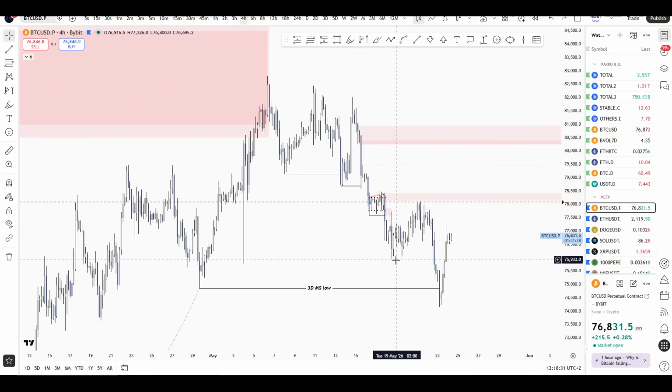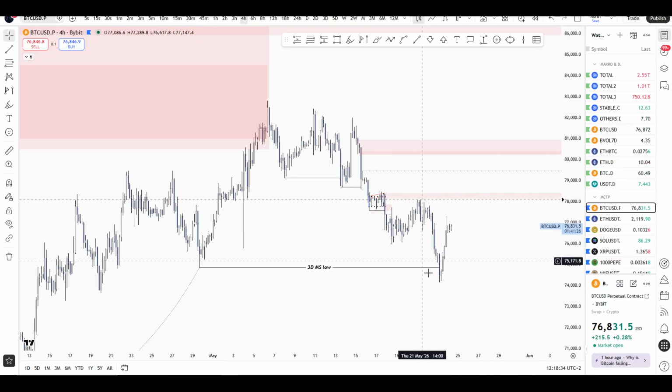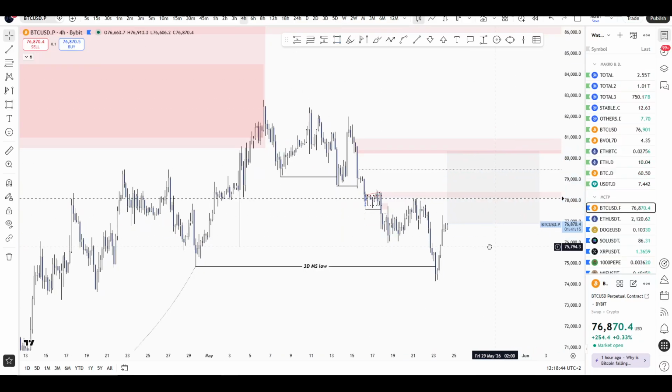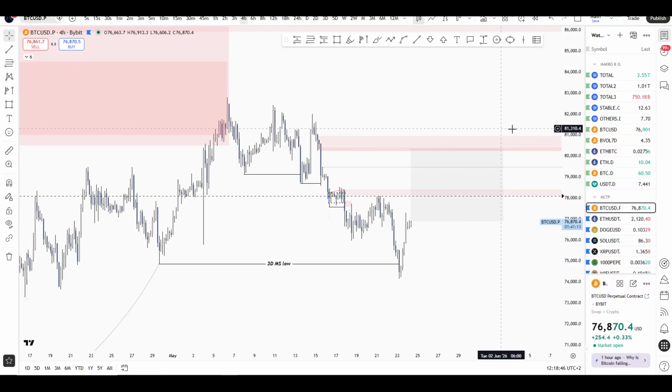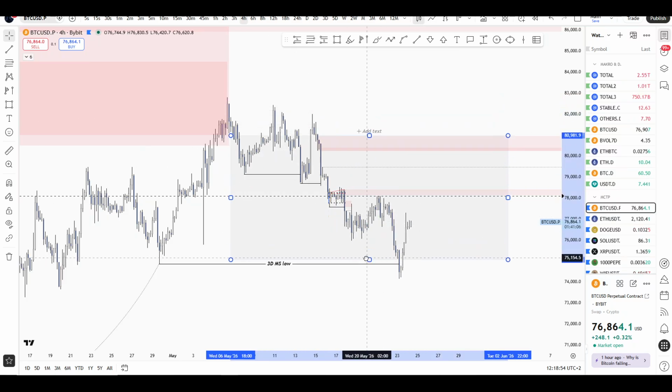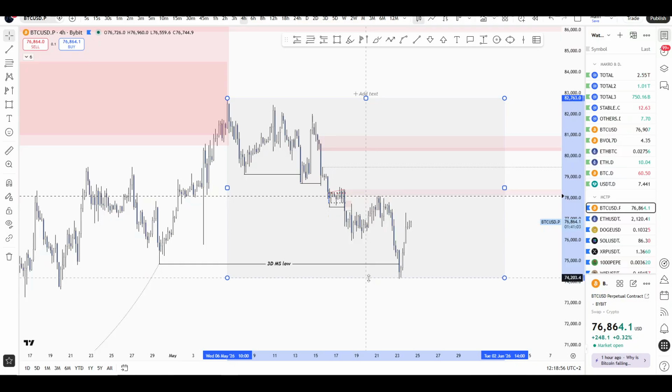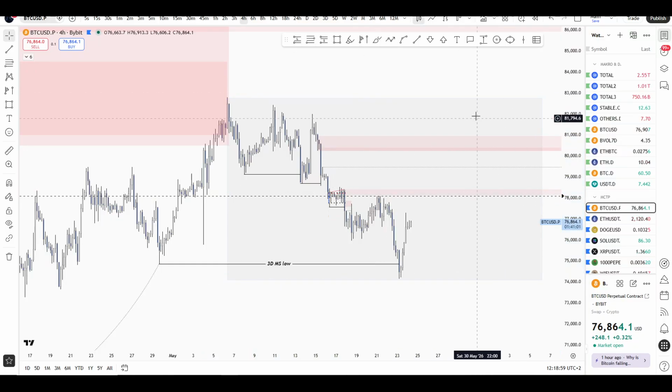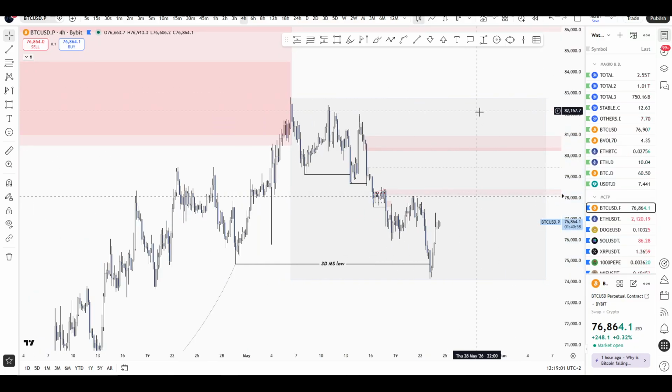For some, this is a long setup. For some, this is a short setup. For me, this is no setup. Basically, it would be a setup if we go up higher and create a range here in confluence with USDT's fourth step, or we create a range like this. As I said, this would be a setup, but yeah, we have to see what happens.